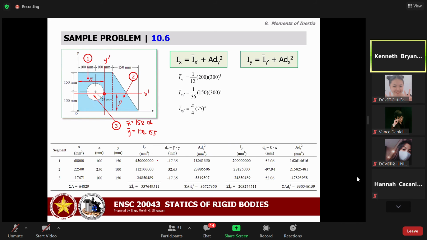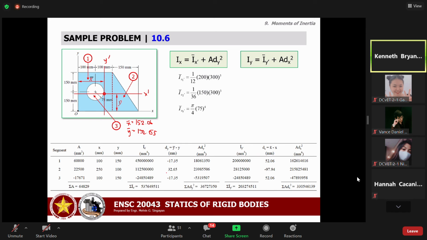Okay? Ito. Yan. Okay. So, negative whole yan. Circular whole. Okay? So, nasolve mo na yung I bar x prime for each composite part. So, kunin mo lang yung sum. You have summation of I bar. The next naman is yung dy.